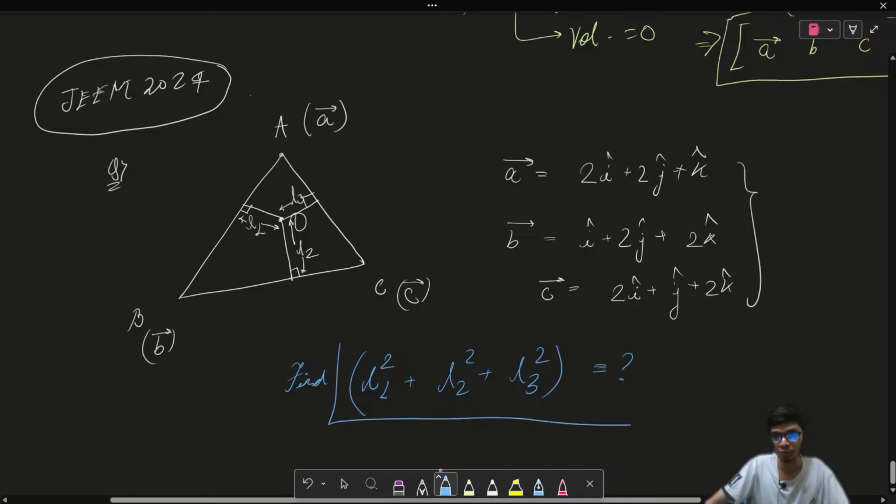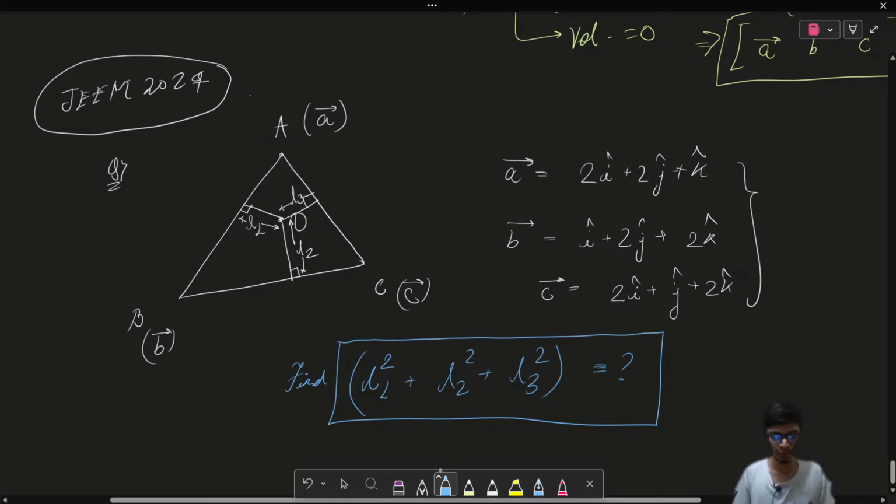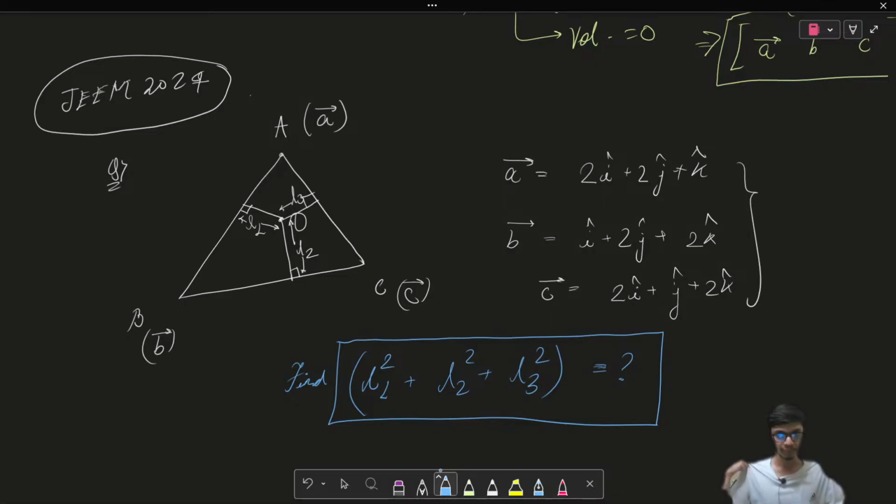Please try to solve this problem, using whatever you have studied and your basics of triangles. It's a very simple problem of triangles. You can convert that into a triangle problem, right? It's a very interesting problem and very easy as well. Please try to solve this problem.